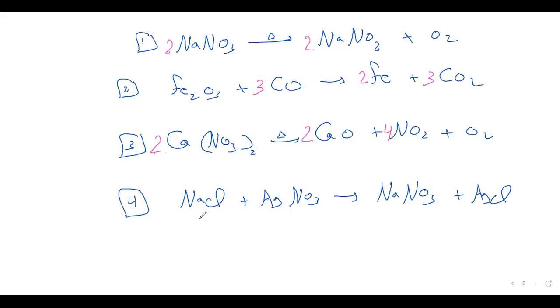For the last one, NaCl plus AgNO3 gives NaNO3 plus AgCl. You will find that it is balanced.